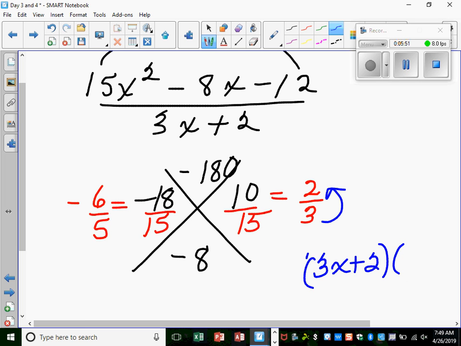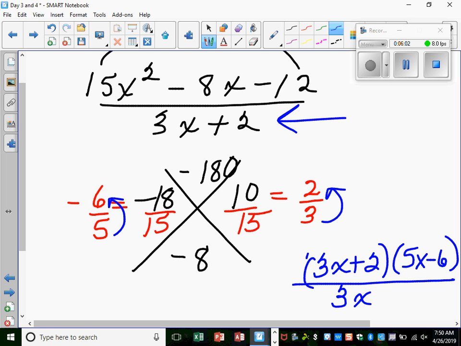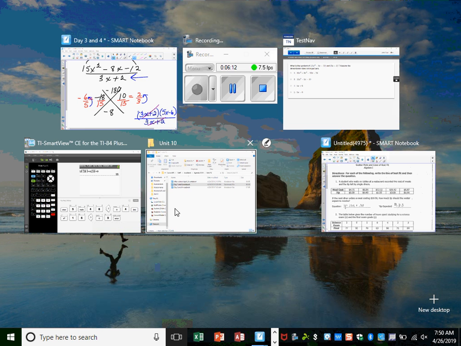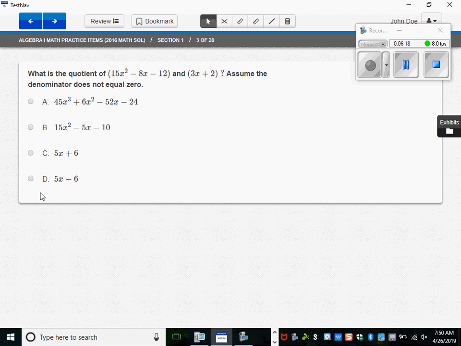And what's on this side? 5x minus 6. And remember, we were dividing this by 3x plus 2. Very good. So when we cross these out, we're just left with what? And that is your answer, 5x minus 6. All right. There we go. So that should have been choice D.